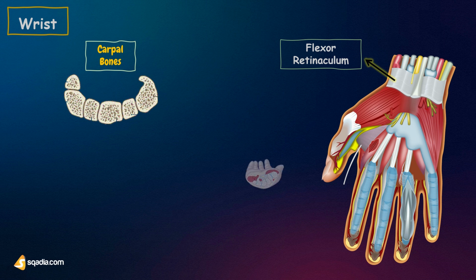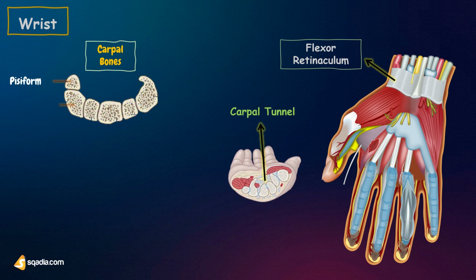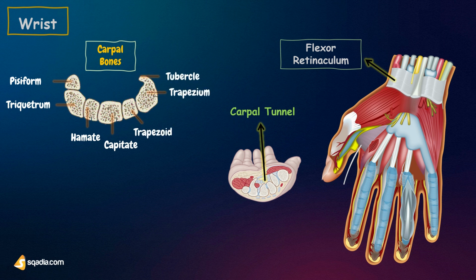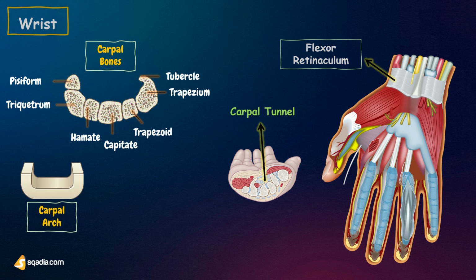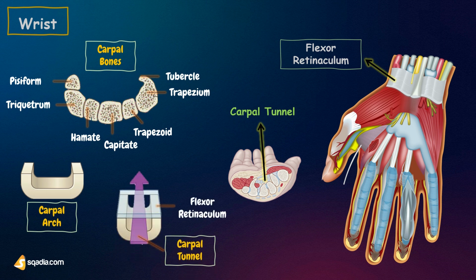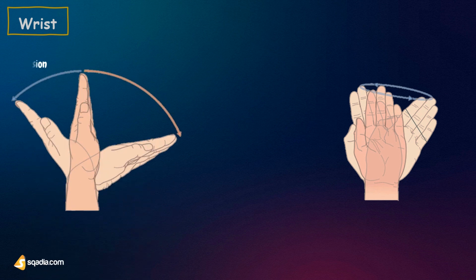The carpal bones that are involved in the making of this tunnel are pisiform, triquetrum, hamate, capitate, trapezoid, and trapezium. These bones combine and form a structure called the carpal arch. The flexor retinaculum passes over this carpal arch, leading to the formation of the carpal tunnel, through which nerves, muscles and blood vessels run. It is this area that is involved in carpal tunnel syndrome. On the dorsal surface we have the extensor retinaculum.